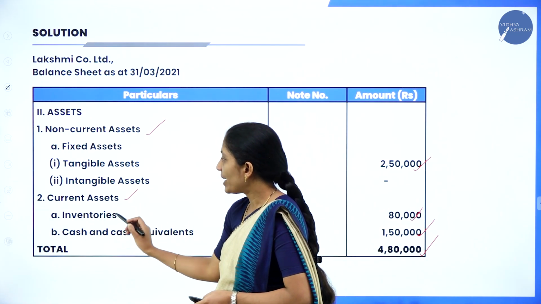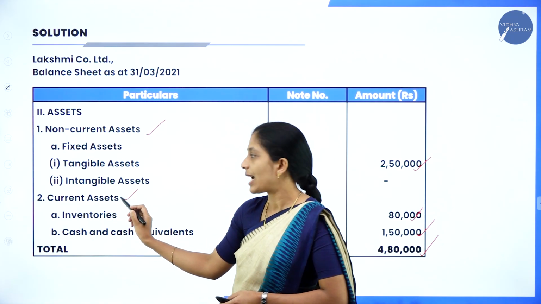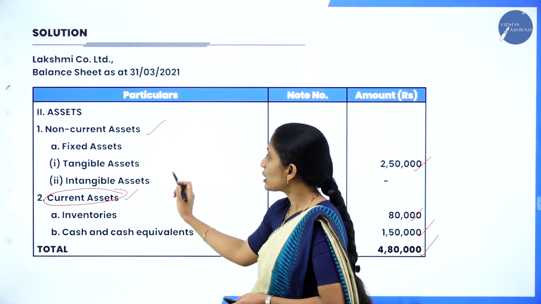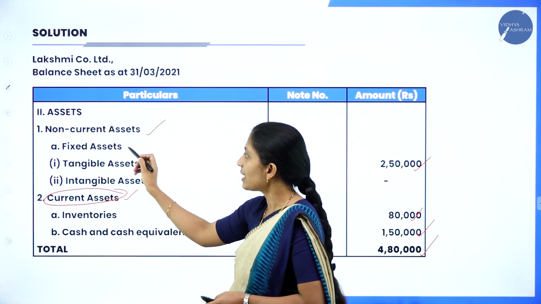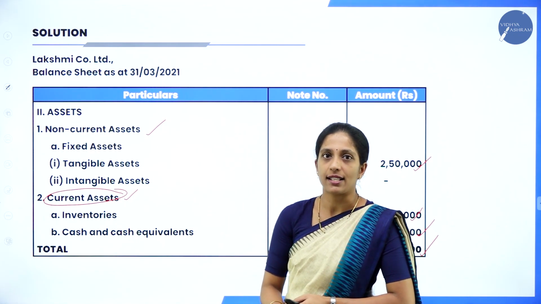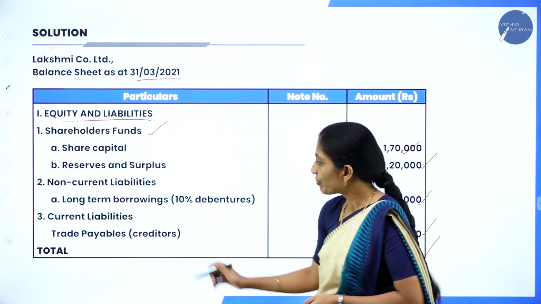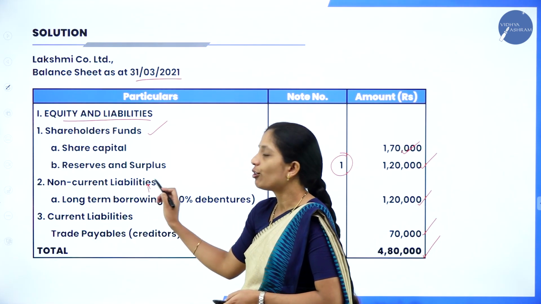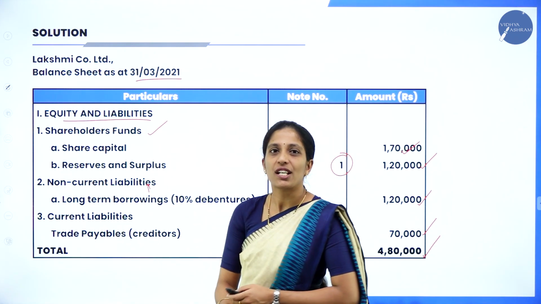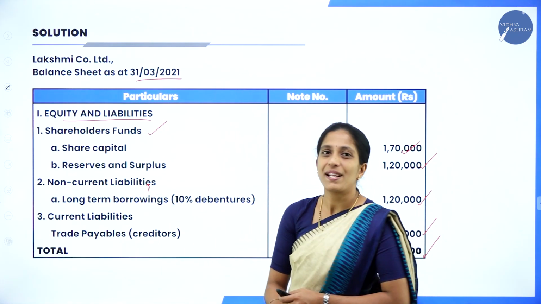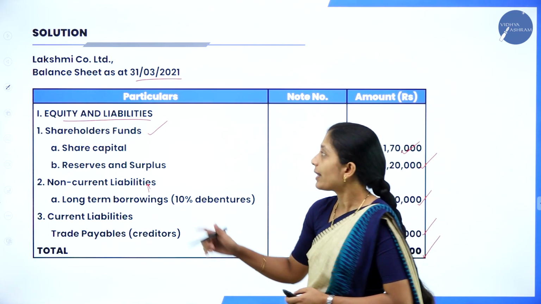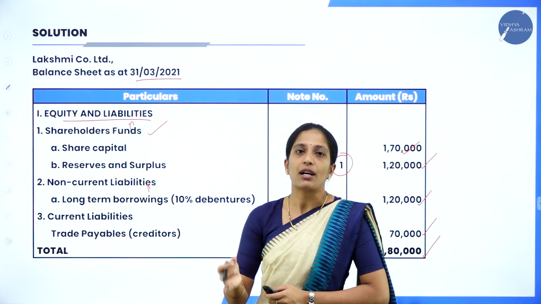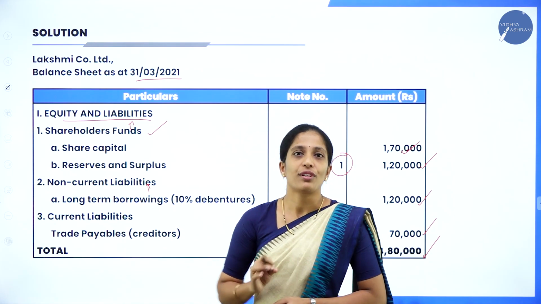For example, inventories come under the head dash. So what is your answer? Current assets. Cash equivalents come under the head current assets. Intangible assets come under the head fixed assets. Fixed assets come under the head non-current assets. In the same way, for liabilities also they might ask you, trade payables come under the head current liabilities. Long-term borrowings come under the head non-current liabilities. Share capital comes under the head shareholders fund. Or reserves and surplus come under the heading shareholders fund. Or they might ask you, shareholders fund comes under the heading equity and liabilities. Definitely you will get a 1 mark question on this based on the format. So go through the format carefully.